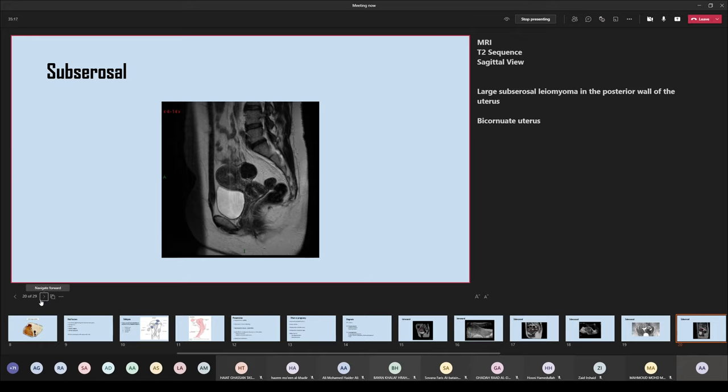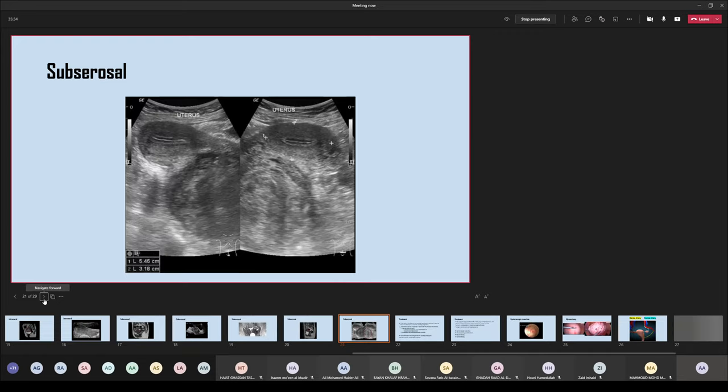Again, this is a subserosal. This is a picture of a subserosal fibroid, MRI T2 sequence, sagittal view. We can look here. This is a subserosal fibroid in the posterior wall of the uterus. Lastly, this is an ultrasound of a subserosal fibroid.